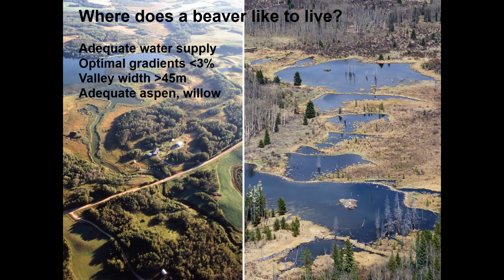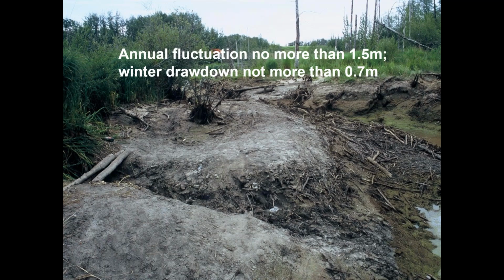That gives them more swimming opportunity, longer distances, and more habitat that they can access. And they generally like relatively low gradient streams, wide valleys, and of course, preferably lots of aspen and willow for food sources. They live, of course, in ponds as well as in streams. So in wetlands and lake type settings, they do prefer to have sites that have limited fluctuation of not more than 1.5 meters and a winter drawdown of not more than 70 centimeters.